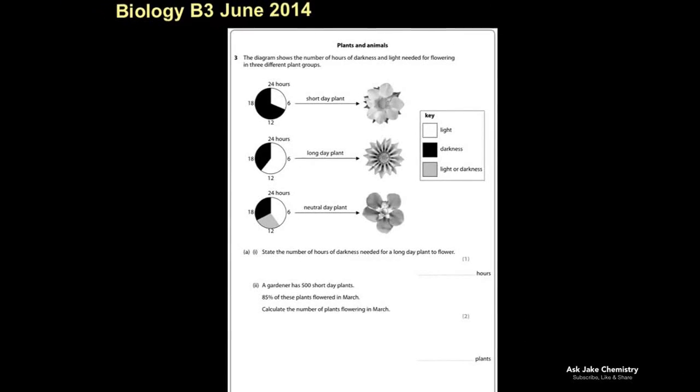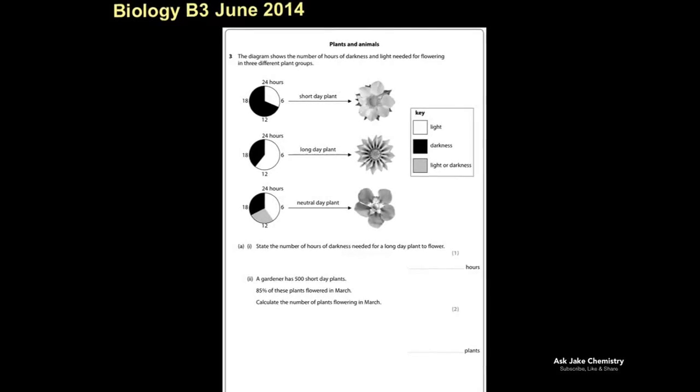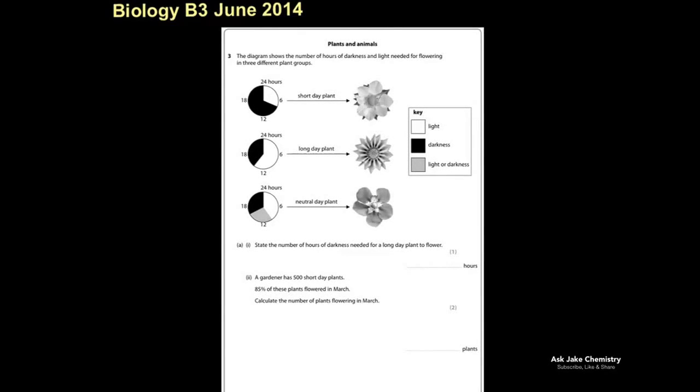So this is question 3, so we're swiftly moving on. The diagram shows the number of hours of darkness and light needed for flowering in 3 different plant groups. They give you a short day plant, a long day plant, and a neutral day plant. Here they give you lots of relevant information: there's light, darkness, and light or dark. And the question states, state the number of hours of darkness needed for a long day plant to flower.